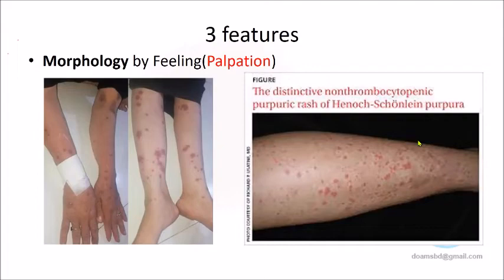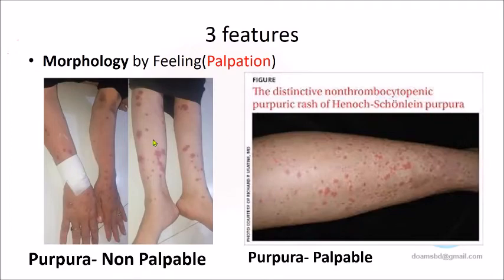So this is diagnostic for Henoch-Schonlein purpura, but this is not. But again, if you discover in this patient that it is palpable and tender and the patient complains of pain, it could be also Henoch-Schonlein purpura, left side. So if not palpable, simply purpura. It is also palpable purpura, but the diagnosis is different.